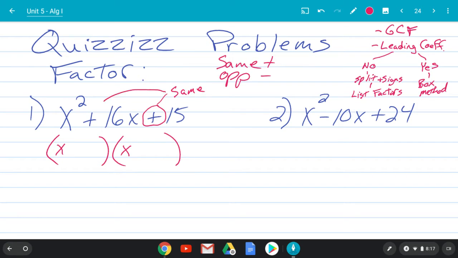Then I look at the middle term, determine whether it's going to be both positive or both negative. In this case, both positive. Now I list the factors of 15. 1 and 15, 3 and 5. Which of those come together with the same sign to get me a 16? 1 and 15. So I put those in those two empty slots. Booyah. Factored.